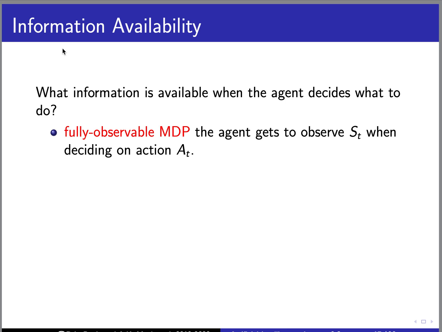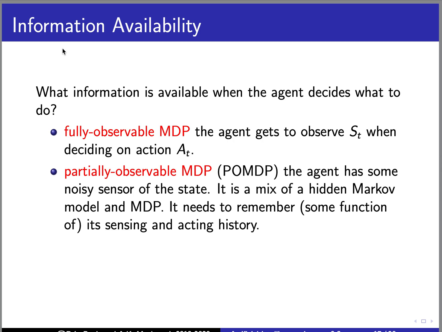There's a fully observable Markov decision process where the agent gets to observe the state when deciding on the actions. The agent gets to observe the state. And then there's a partially observable Markov decision process. The agent has a noisy sensor of the state. So it's essentially a mix of the hidden Markov model and the Markov decision process.